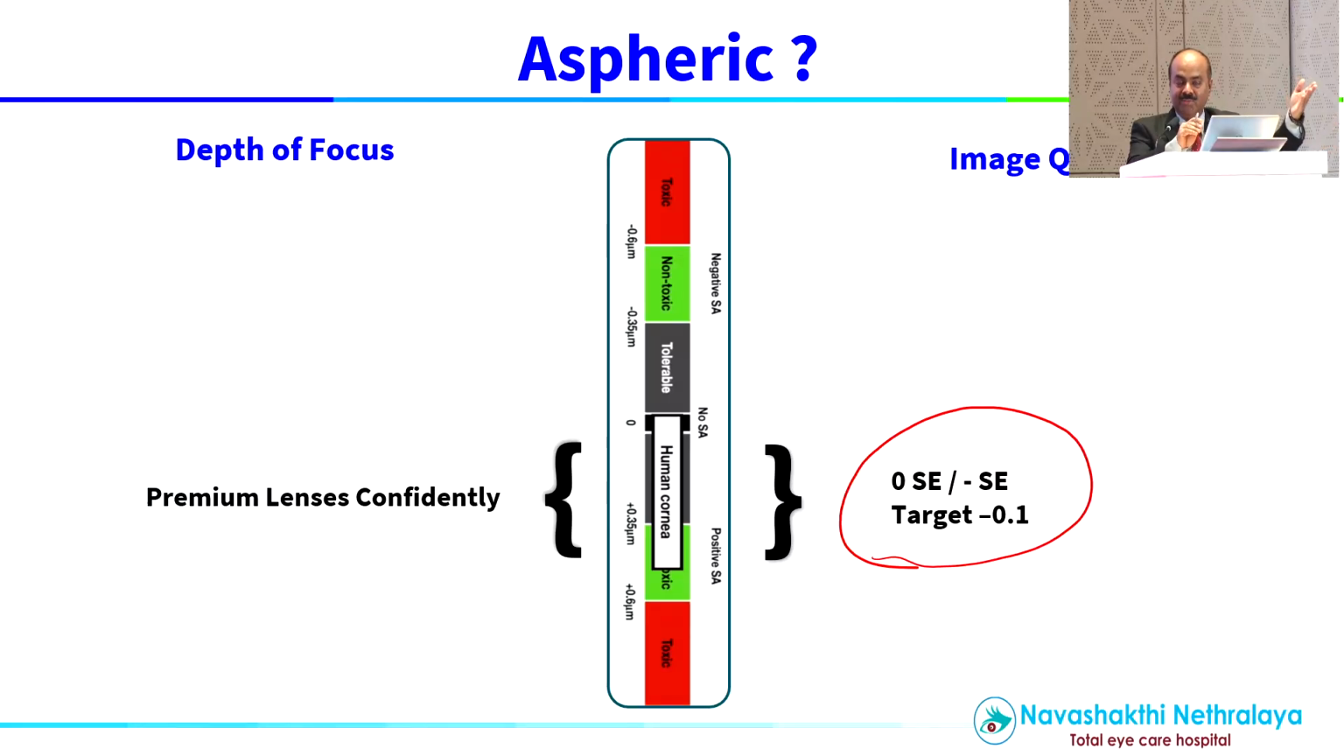Whenever I look at the lens, I don't look at the A constant alone, I look at all these other parameters. I ask the lens manufacturer what the spherical aberration of the lens is. If you get this target, the patient is very happy. Now I have written on the image quality side.